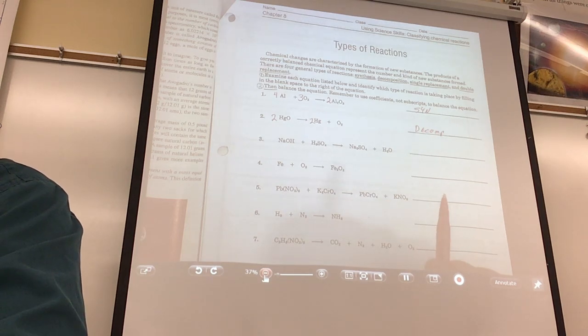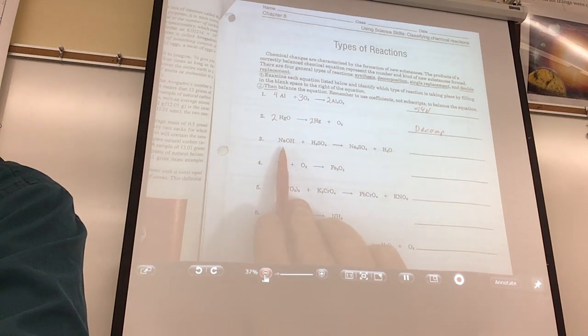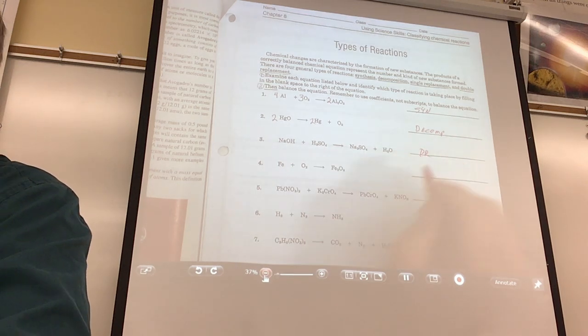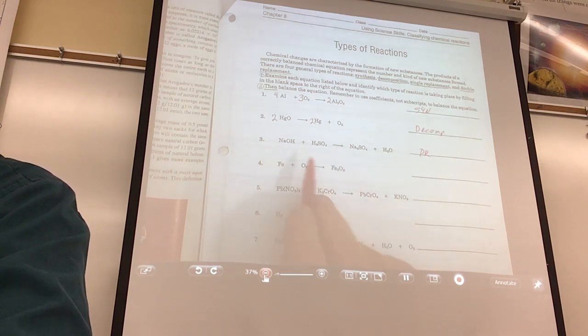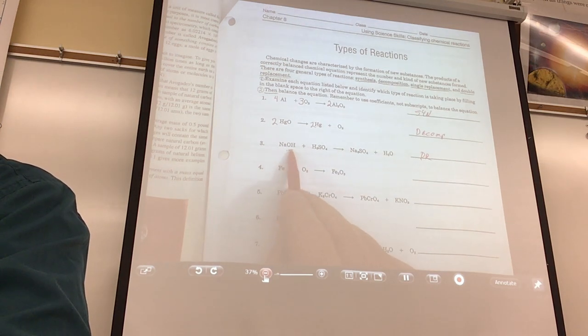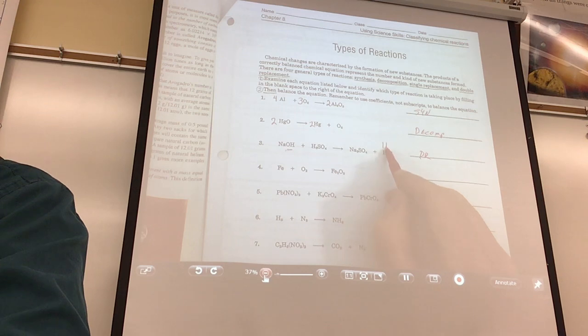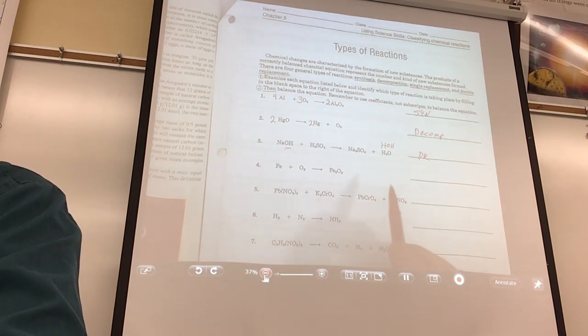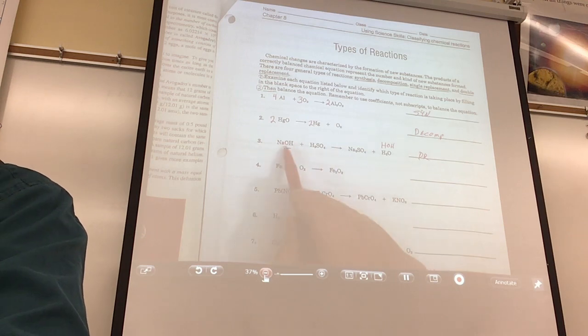Next one. Let's take a look. And Caroline, what do you think this one is? How would you classify it? Double replacement. Now, if you didn't see double replacement, one of my tricks says if you see hydroxide on one side of the arrow and water on the other, if you write the water as HOH, it makes it a little bit easier to balance and easier to classify.